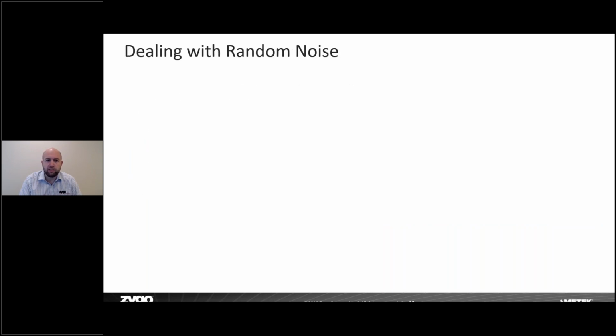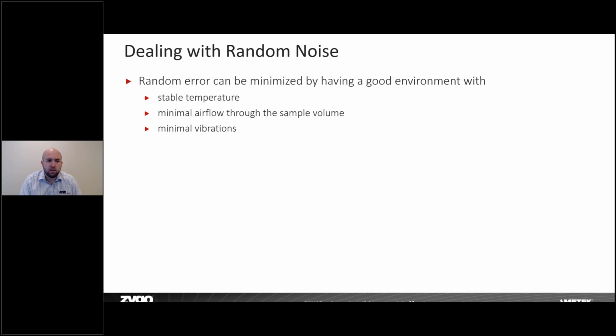So first, let's talk about dealing with some of the random noise, whether it be inherent to the system or the local environment. First, you want to minimize the source of the randomized noise. That means ensuring that the temperature of the environment is stable, minimizing any airflow or turbulence, as well as minimizing any vibrations that might be coming from other instrumentation or tools in the environment.